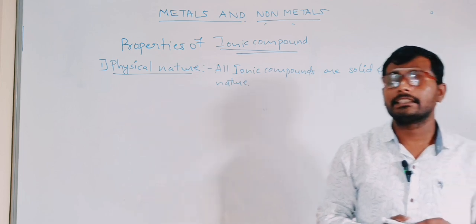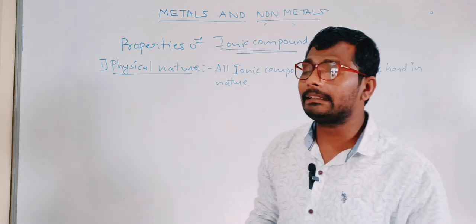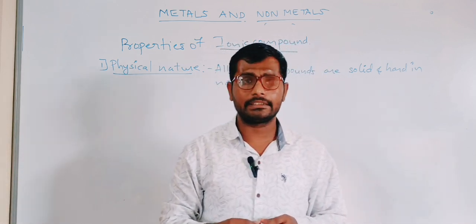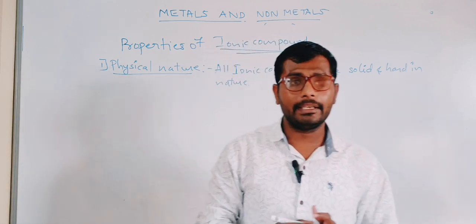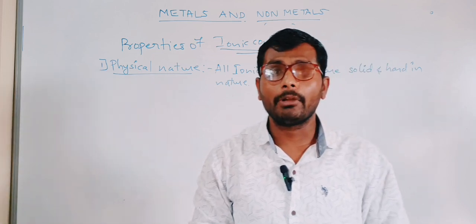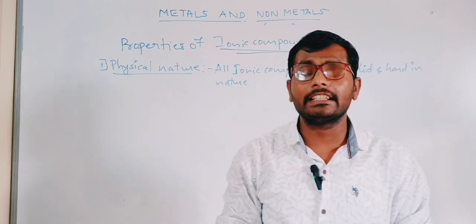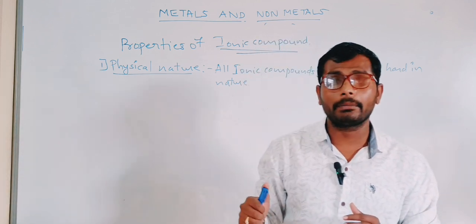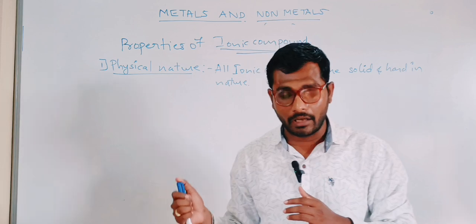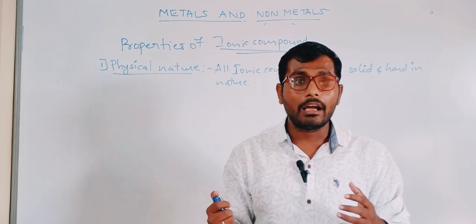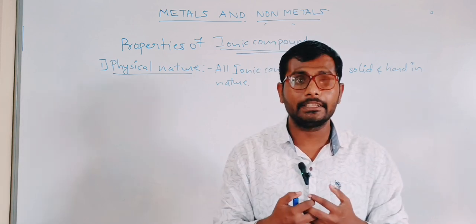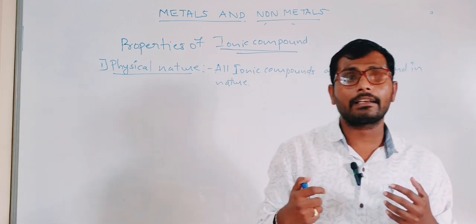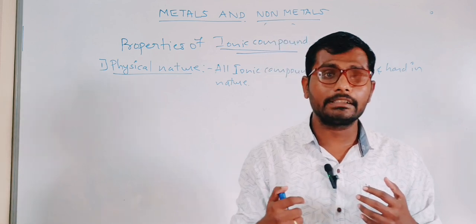Next, second: the melting point and boiling point are almost all high in nature. Why? When ionic compounds form, the electrostatic force is high, meaning they have a stronger attractive force between the ions. So that is the reason the melting point and boiling point are high.